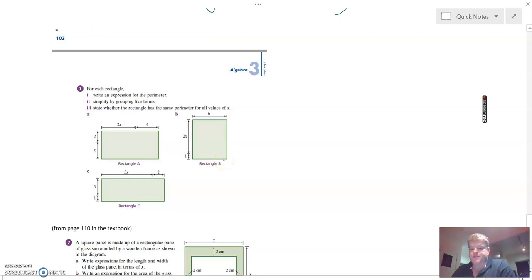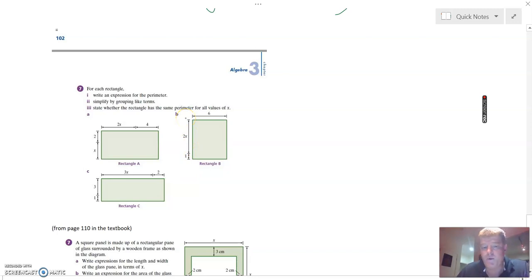We're looking at rectangles. This is an algebra type question. So we start with a rectangle. Let's go to B, and then we might also quickly have a look at C. It says write an expression for the perimeter of B. So the perimeter is all the way around.